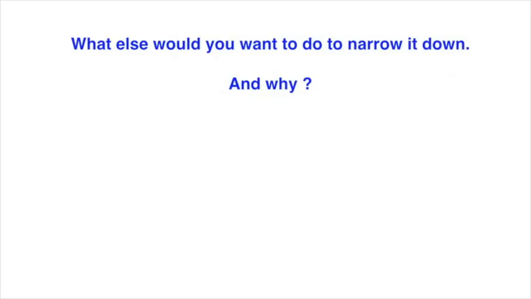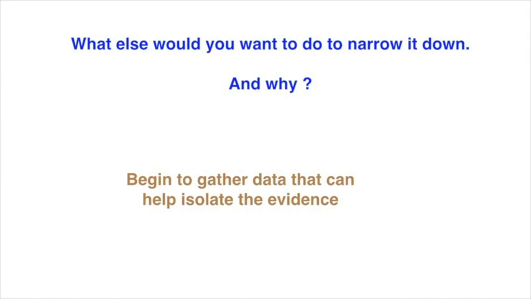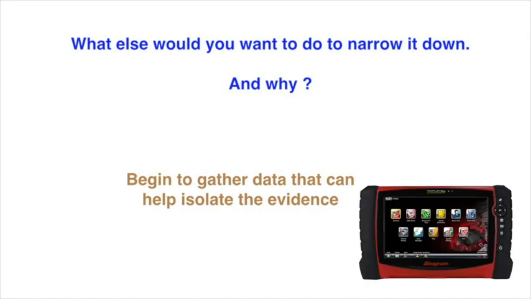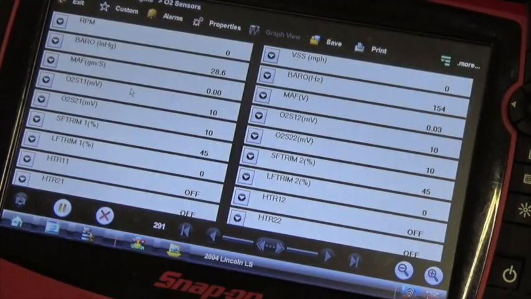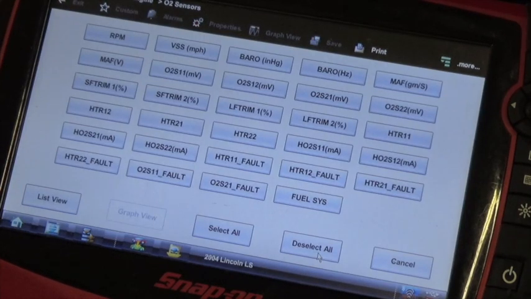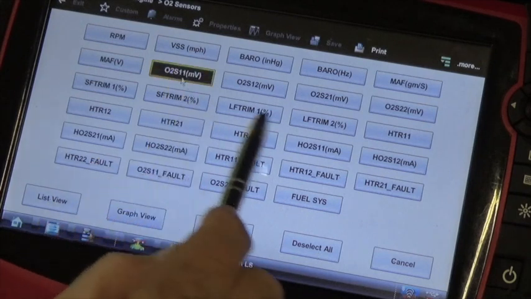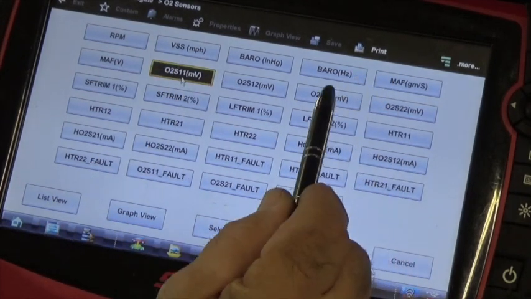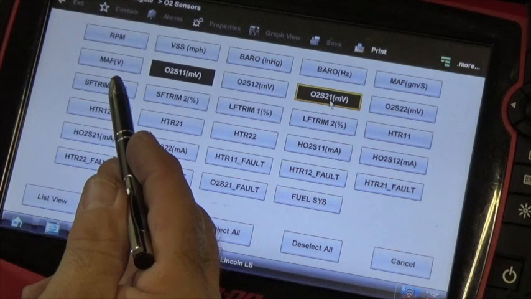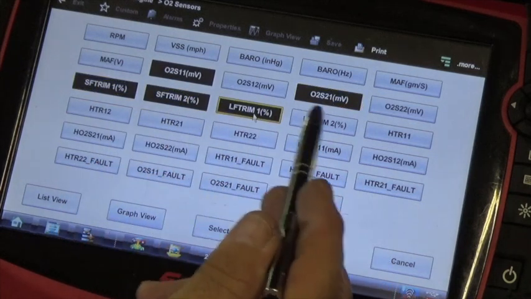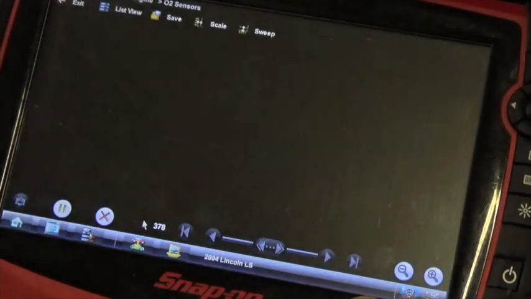What else would you want to do to narrow it down, and why? Begin to gather data now that can help us isolate the evidence. So with a misfire of this type, the problem is also going to be affecting the fuel. So I should be able to see what's going on by looking at the oxygen sensors. So I'm going to choose the parameters I want to look at: oxygen sensor bank 1 sensor 1 and oxygen sensor bank 2 sensor 1. I'm also going to look at my short-term fuel trim and my long-term fuel trim, and I'm going to graph view them all.